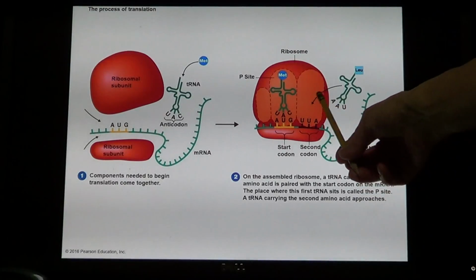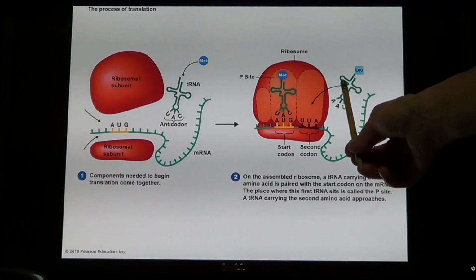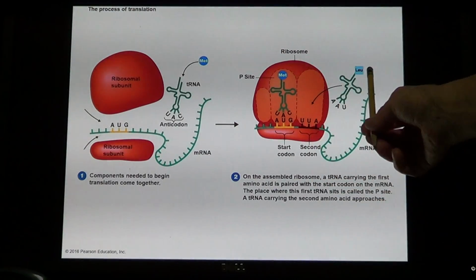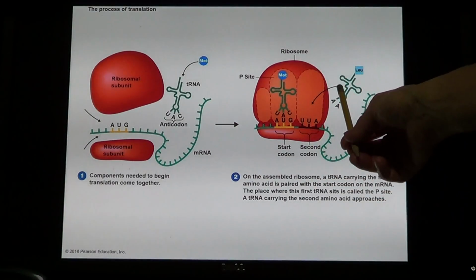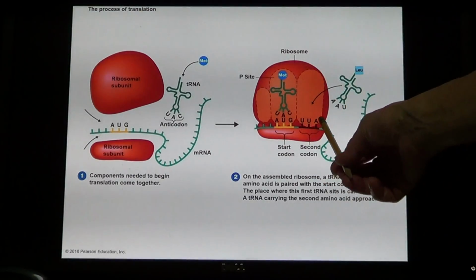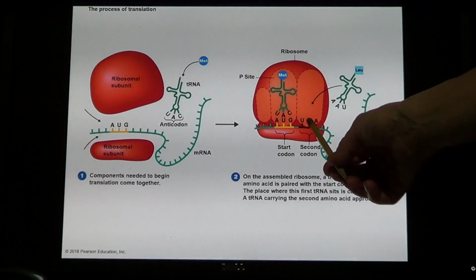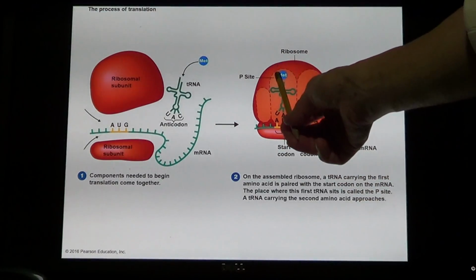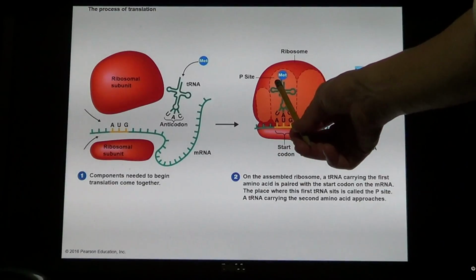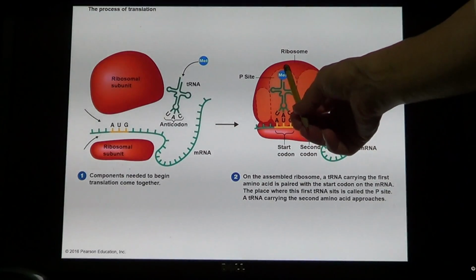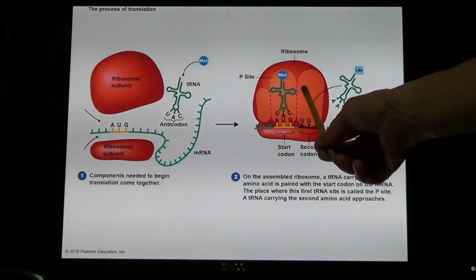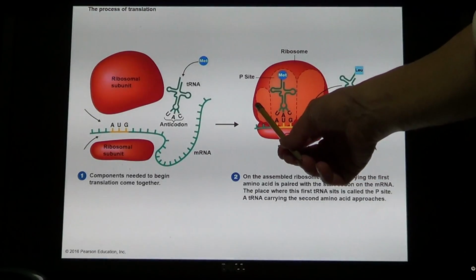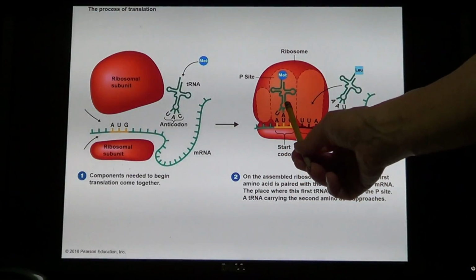At the same time, the second transfer RNA comes here, reads the information based on anticodon, bringing another amino acid, and if this anticodon corresponds to the codon of messenger RNA, the other amino acid gets moved to the P site where the polypeptide chain is building. The first transfer RNA moves to the E site, exit site, and moves out.